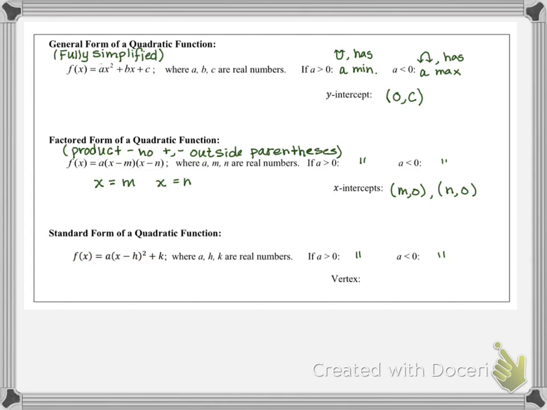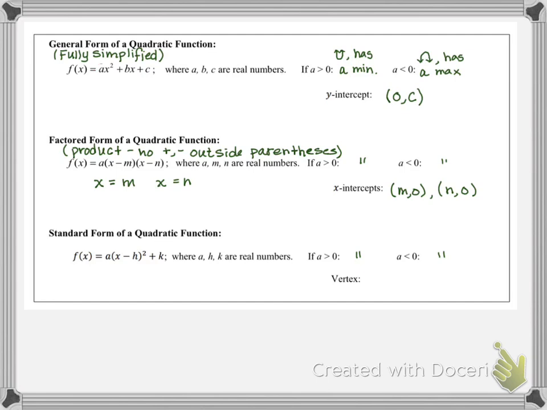And then standard form is neither simplified nor factored. It's not simplified because I could multiply out that (x minus h) times (x minus h) and distribute the a to simplify it, but it's also not factored because we have that addition outside the parentheses. So the entire thing is not a product. The reason it's in this form is because it shows us those transformations that you guys looked at in that transformation activity you did the other day. The h and the k show us the shifts left and right and up and down, and then the a is the stretch factor.